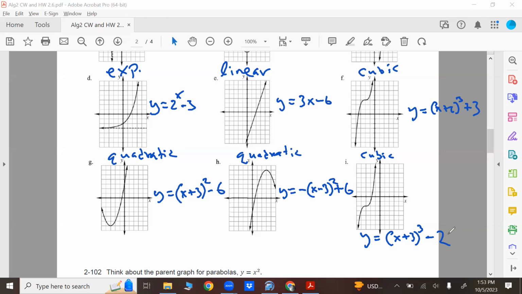Wait, listen. What's the... Oh, this one right here? X plus 2 cubed plus 3. We went 2 left, 3 up.